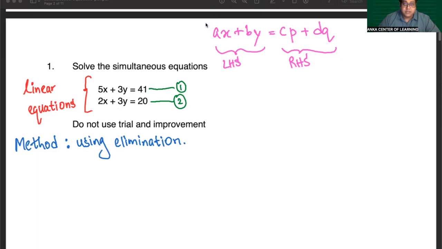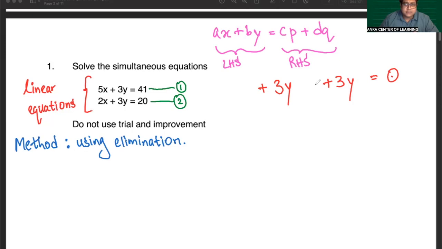So how do you cancel them out? Think of it like this. You have plus 3y, plus 3y. But I want to get 0 here. I want to eliminate it. That is the meaning of method of elimination. So if you have plus 3y and another plus 3y, these are the two positive 3y's from both equations. How would you cancel them?